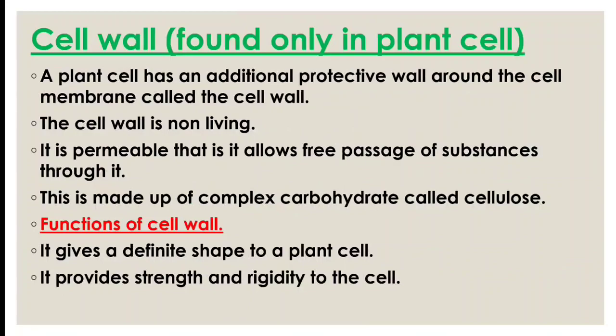Functions of the cell wall. It gives a definite shape to the plant cell. Because the cell wall is found only in plant cells, what is its function? It gives definite shape to the plant cell, and it provides strength and rigidity. It does not only give shape to the cell but also strength, making the cell more strong and firm.